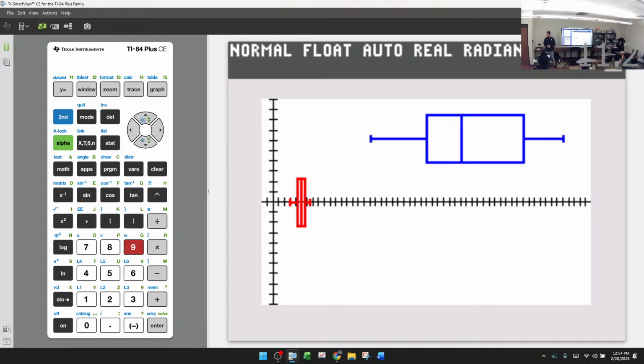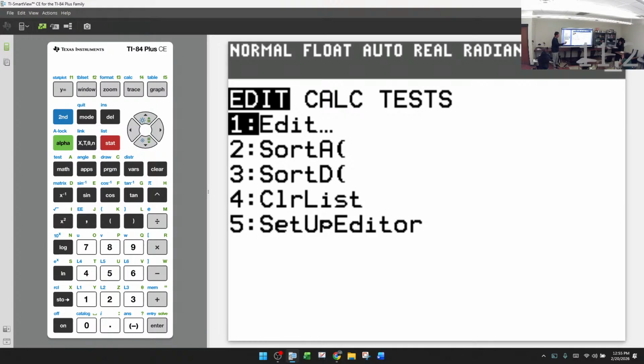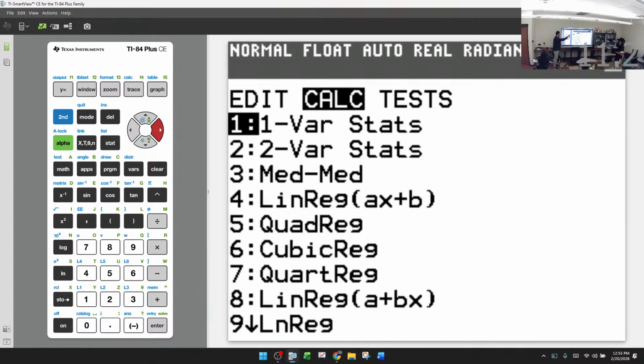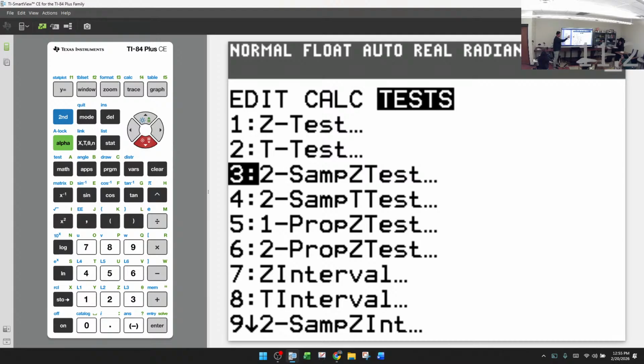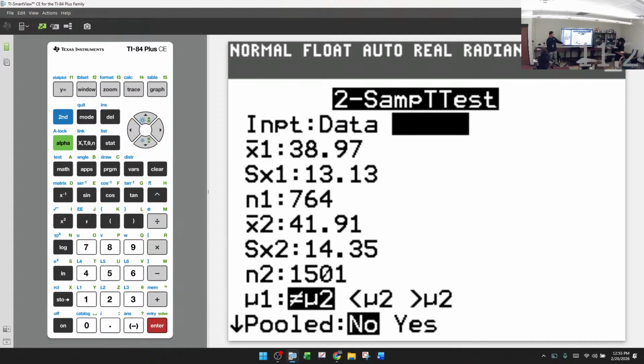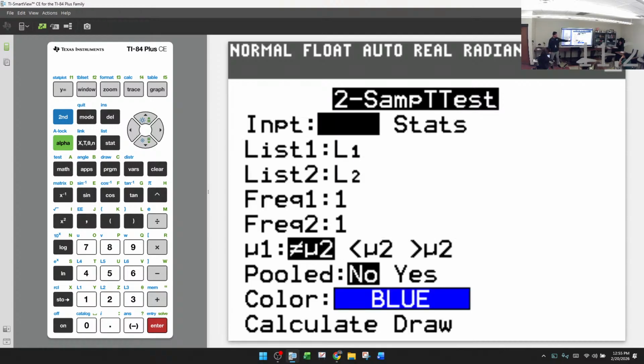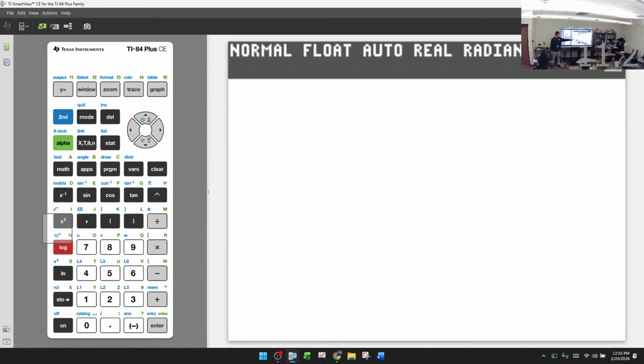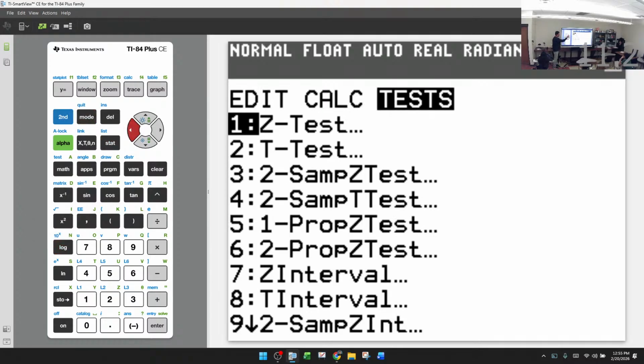Sketch them on your paper, and we'll say what? No strong outliers, or no strong skewness and no outliers. And then when we go to stat tests, whoops, get over there, and we do the 2 sample T test, this is the time where we'll go over here and say data. Turn it on. L1, L2. Frequency's 1. Frequency's 1. Whoops, got too close. Stat. Test.